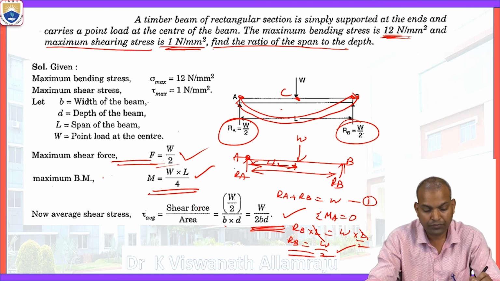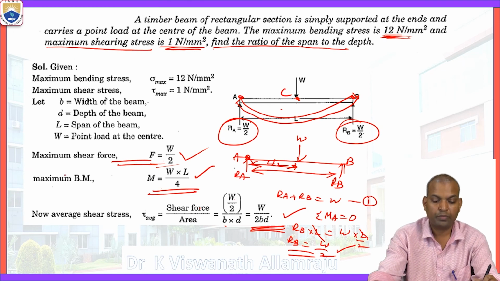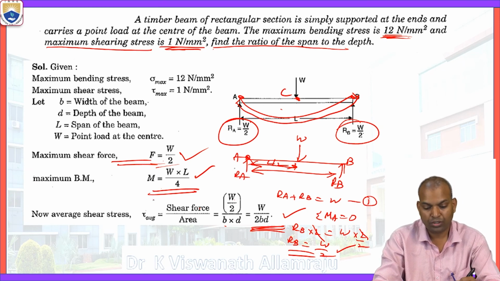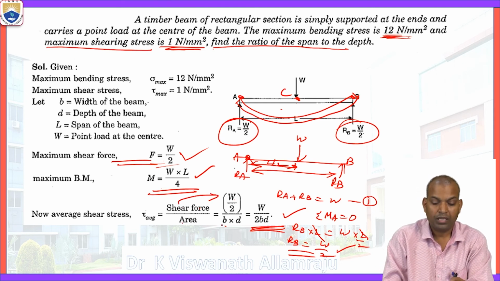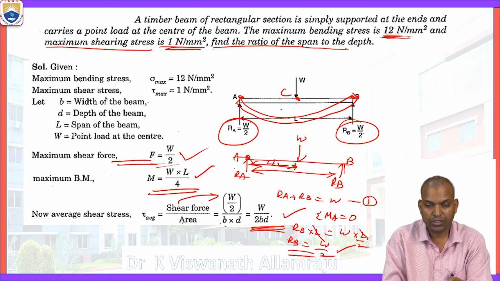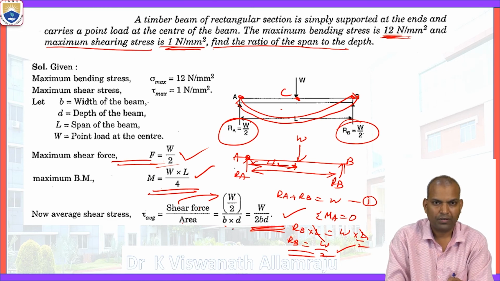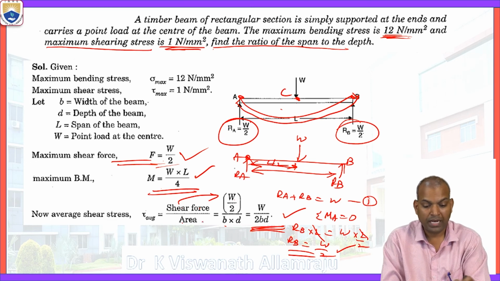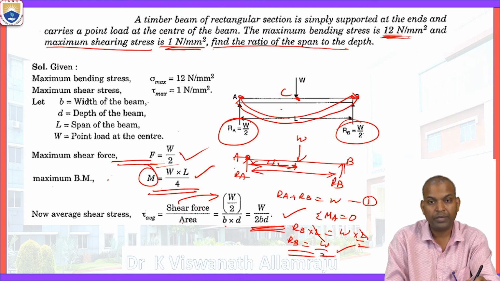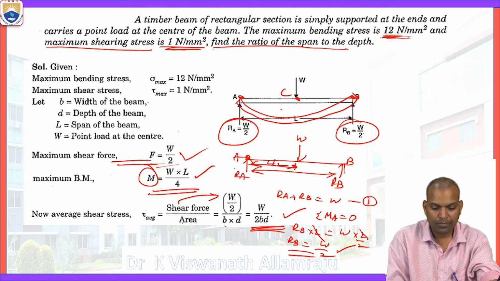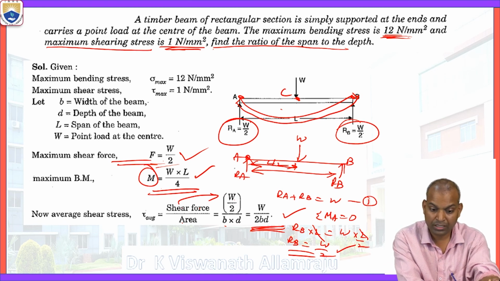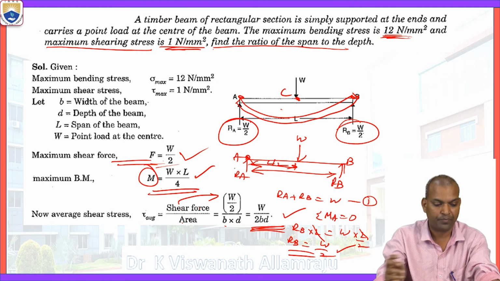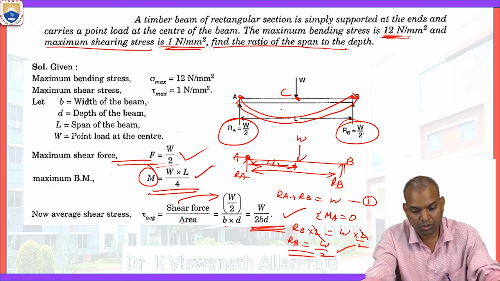After knowing the maximum shear force and maximum bending moment values, you have to substitute in the shear force by area. That shear force is this W by 2. In this case, the maximum shear force is considered as the shear force. And the maximum bending moment is considered as the moment of resistance. That is M by I equal to sigma by Y, where M is maximum, sigma is sigma maximum when Y becomes Y maximum. So in that manner we have to solve.